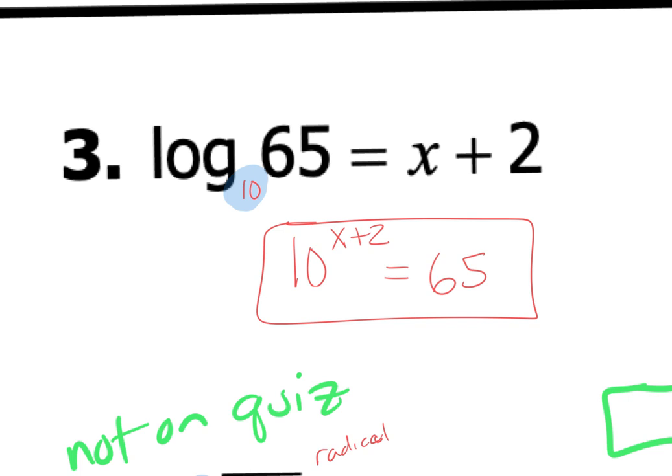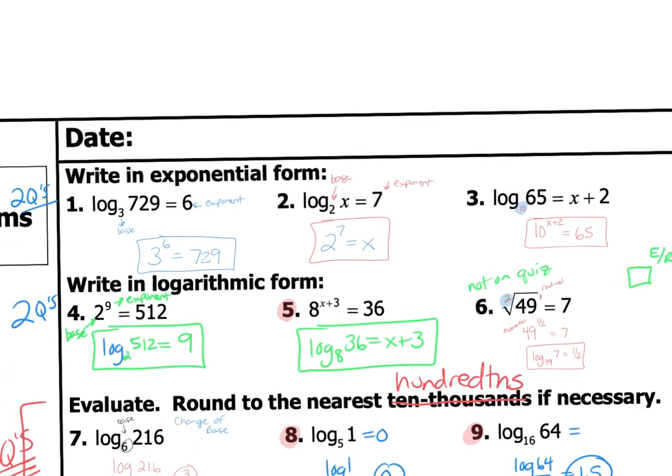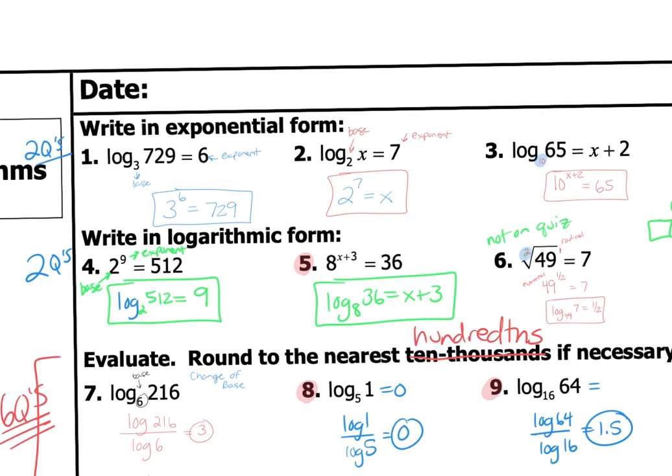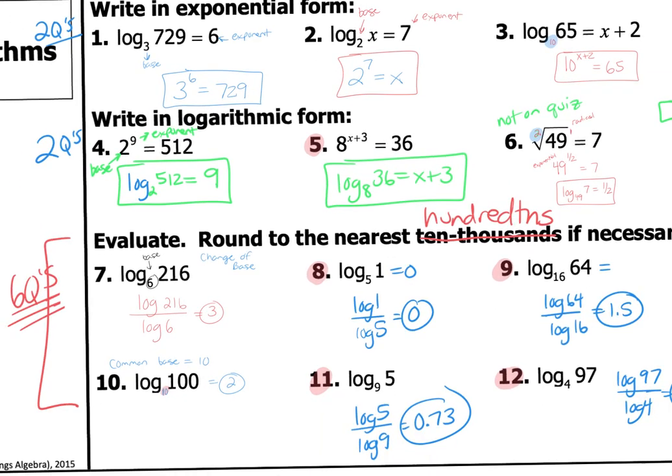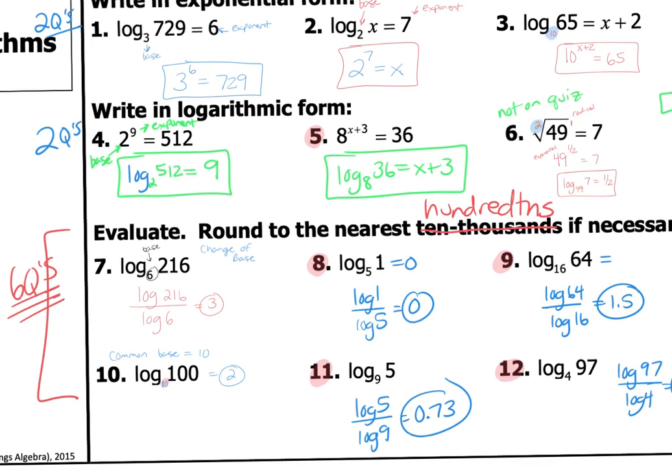Okay. So that's 10 of the questions right there. You've got 2 where you're in log and you go to exponential. 2 where you're in exponential, you go to log. And then 6 that's just straight calculator. Easy? Okay, let's go ahead and take a look at the first page now.